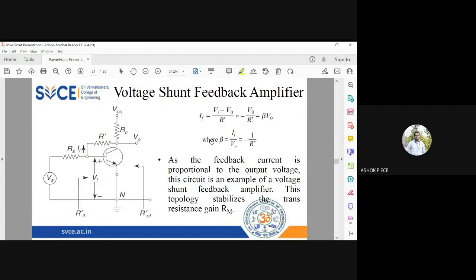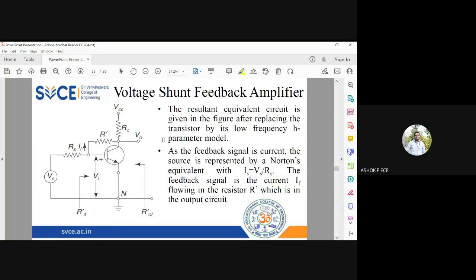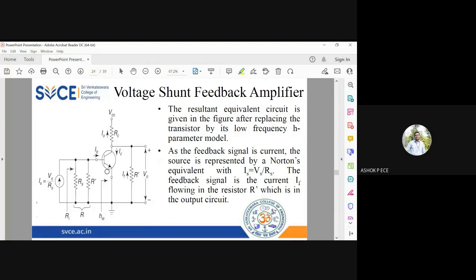Okay, so beta is going to be minus 1 by R dash. Beta is inversely proportional to the feedback resistance R dash. For the basic amplifier, you can draw the AC equivalent by grounding the voltage source, and you can see this R dash will be coming in parallel on both sides. You can see that in the simplified diagram.